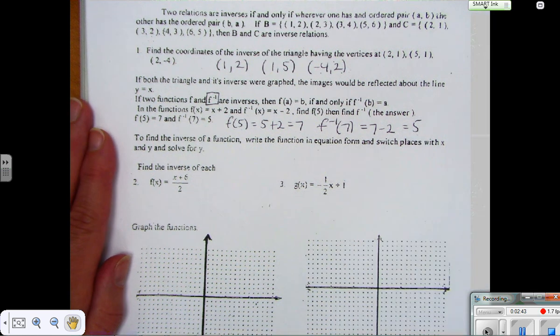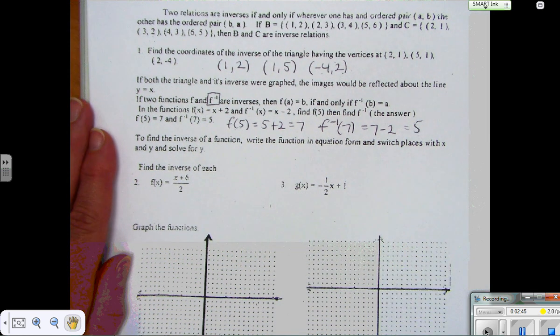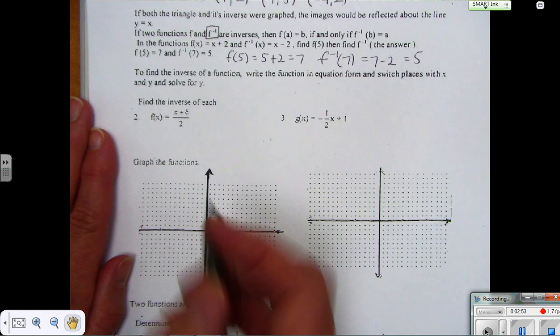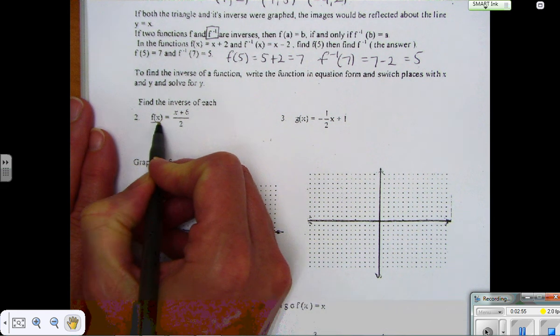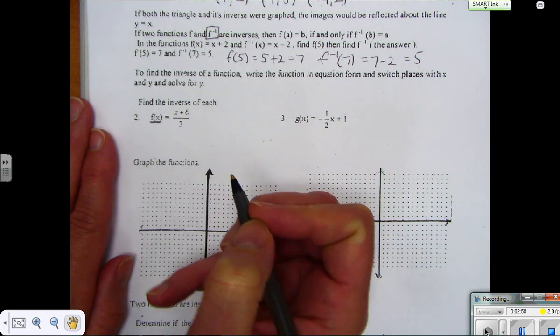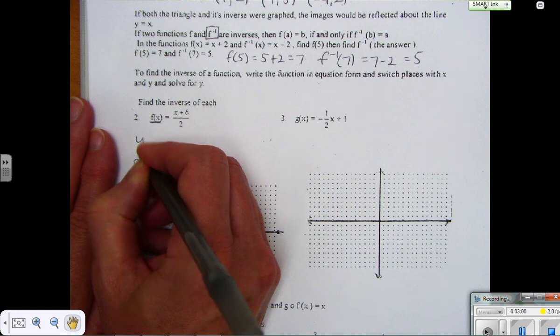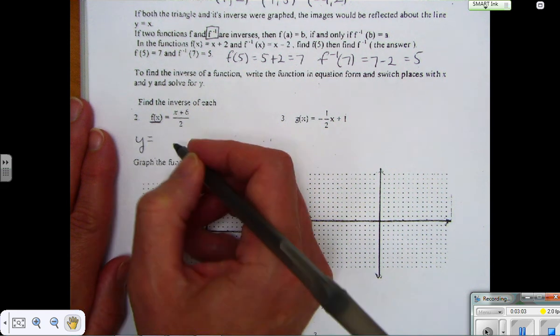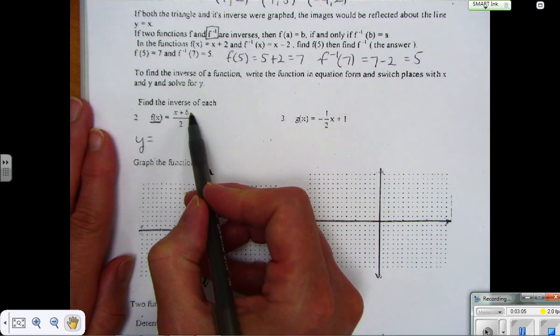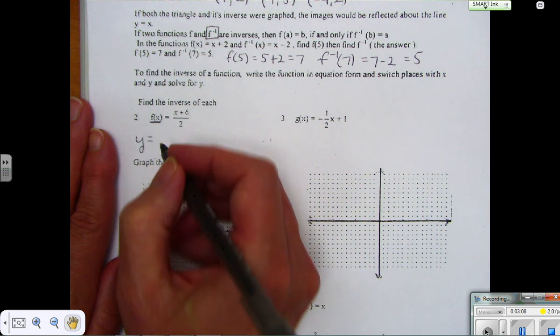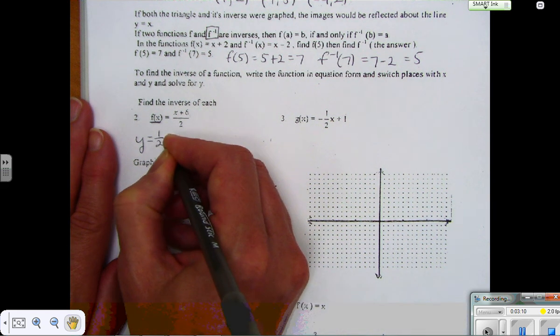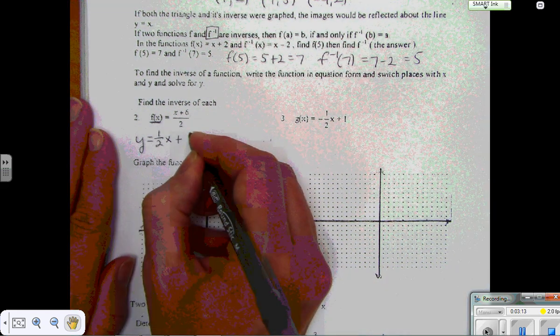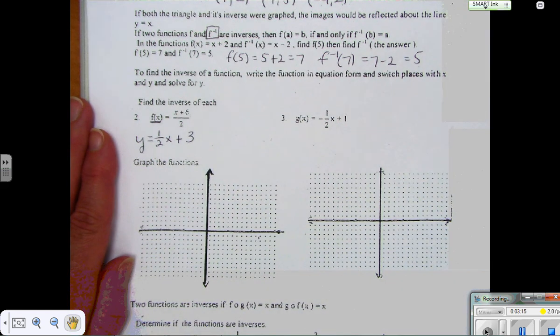Okay, to find the inverse of a function, write the function in equation form and switch places with x and y, and then solve for y. So on number 2, it says find the inverse. So instead of function notation with this f of x, I'm going to rewrite it using y. That puts it in equation form. So y equals, I'm also going to split this up into two fractions. x over 2, or 1/2 x, and 6 over 2, or 3. So I'm just rewriting it so it's not one number.